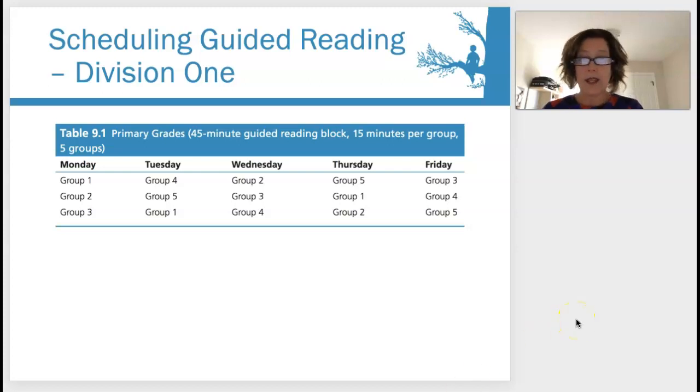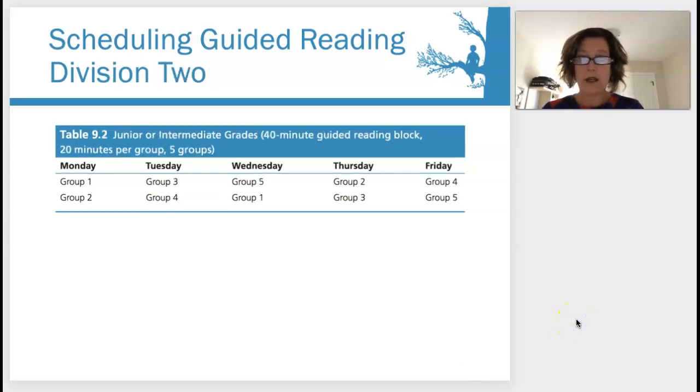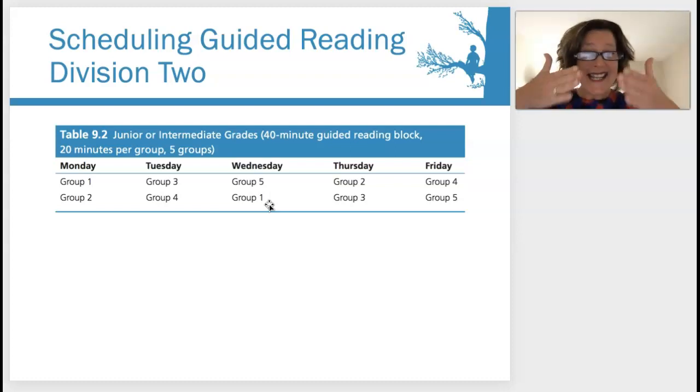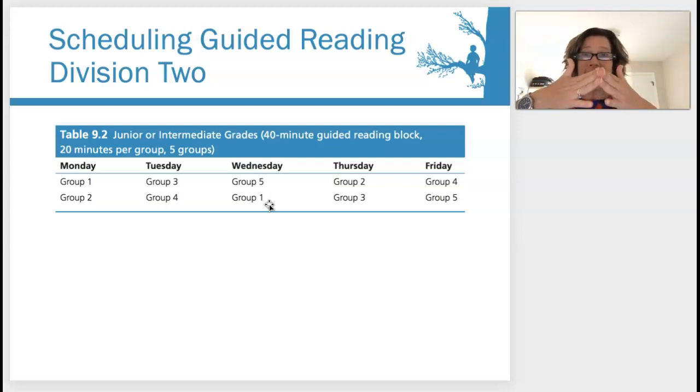Okay, so then we have, if you're in Div 2, so grade 4 to 6, then you would see them twice a week, but you would see them for 20 minutes per group. So group 1 would be Monday and then on Wednesday. But again, it has to be like lightning sharp in what you are doing in that particular time, because it is amazing. It's amazing time.